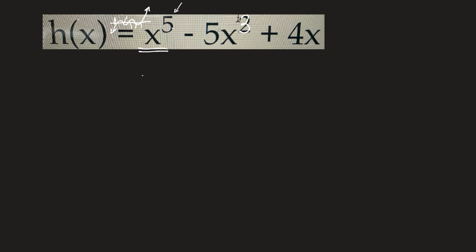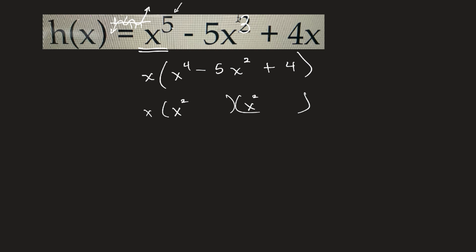Okay, so the first thing I would do is factor out a common factor of x, leaving x to the 4th minus 5x squared plus 4. And then this I think you can factor again. So if that's x to the 4th, I'll split that to x squared and x squared. And then two things that multiply to 4 and add to negative 5, I think are negative 4 and negative 1.